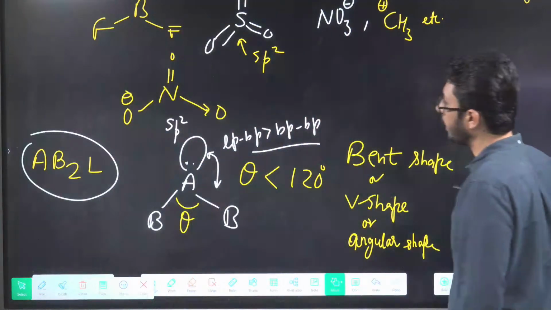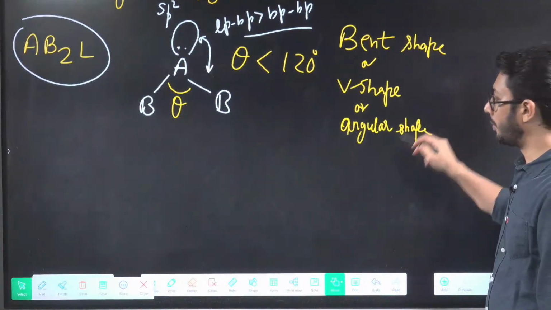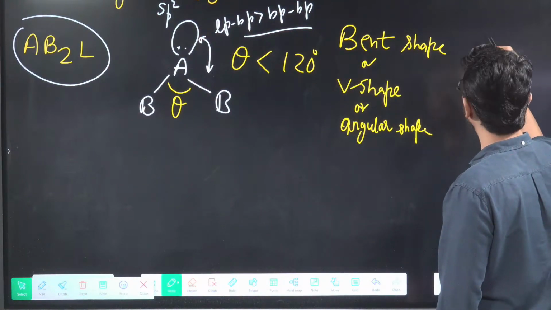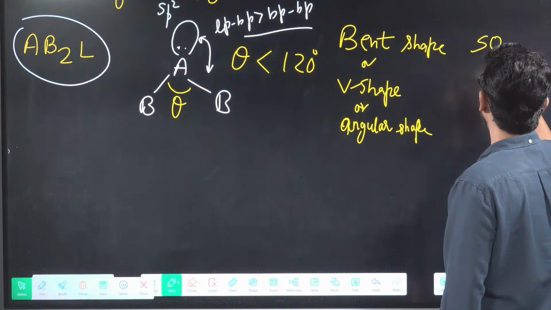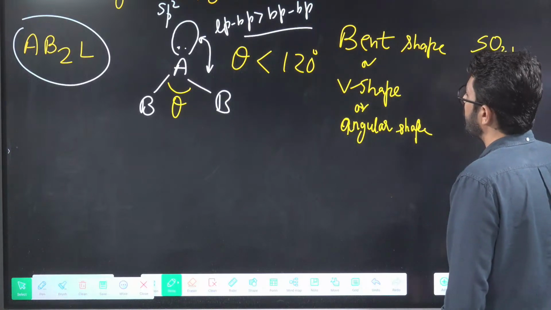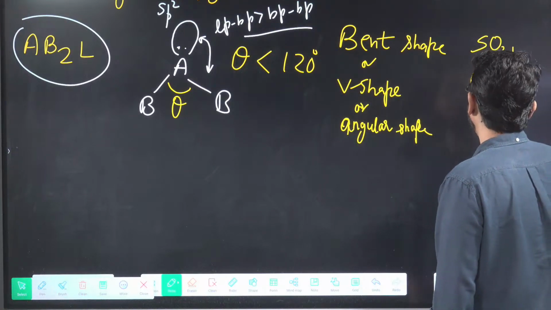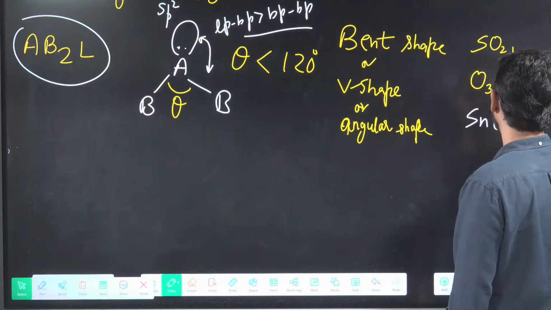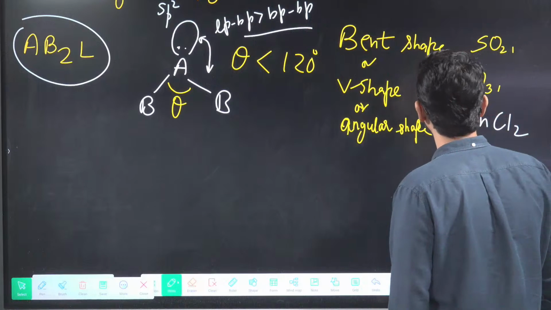I hope you are getting it. This is derived from AB3 and it is AB2L type. Examples which are given: SO2, which you have already marked, other structure O3. Other structure you can take, what? In that one you can say SnCl2 also. That is possible. SO2, O3.